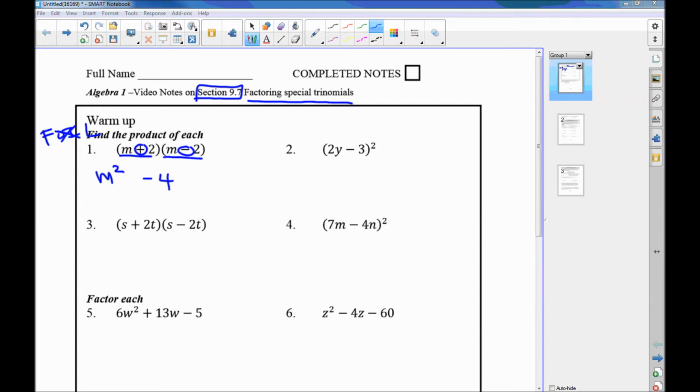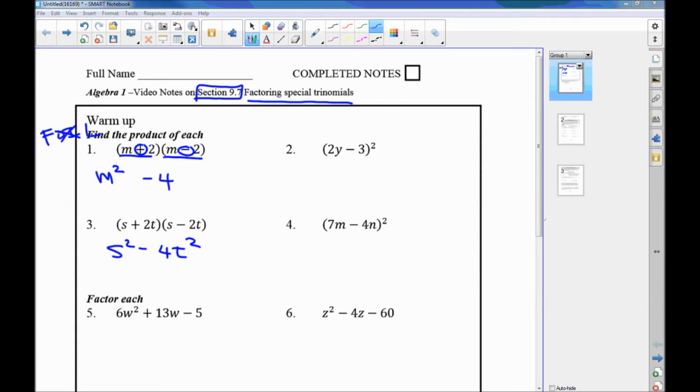All right, so number 3 is very similar to this. Same thing: square the first, square the last. So 2t times 2t is 4t squared, and put a subtraction in it. All right, number 2 and 4 are very similar to each other.